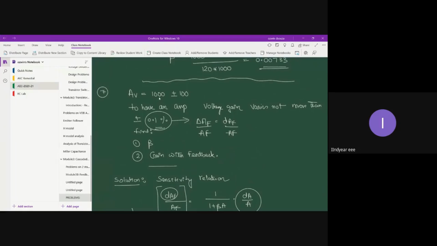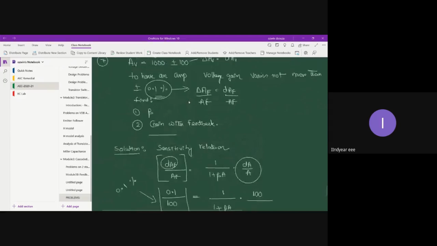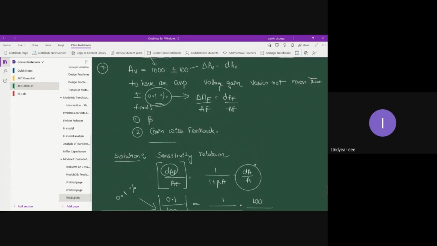Instead, they have mentioned it in terms of ΔAV: AV equals AV plus or minus ΔAV. So this factor refers to ΔAV, which can be considered as DAV, and this is your AV. The numerator becomes the change factor, so they have mentioned plus or minus 100. This is the change factor divided by A, and A is nothing but the given amplifier gain, which is 1000.